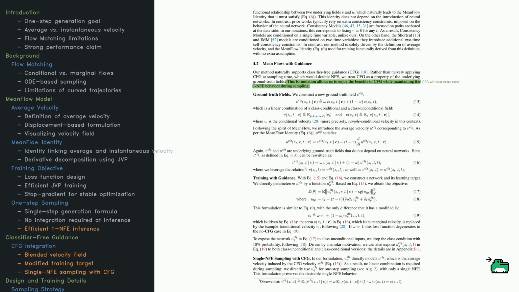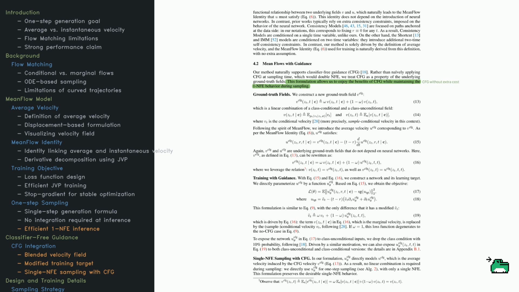Then they plug this blended velocity into the same average velocity formulation we've been using. They compute a new target for training, just like before. But now it's guided by the class information. And the training procedure doesn't change. It's still the same loss function, the same gradient computation. At sampling time, you only need 1 pass. Just use the blended velocity field, and you're done. No doubling compute.